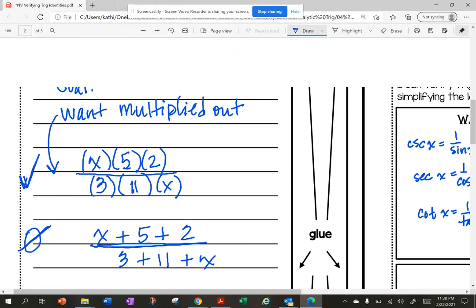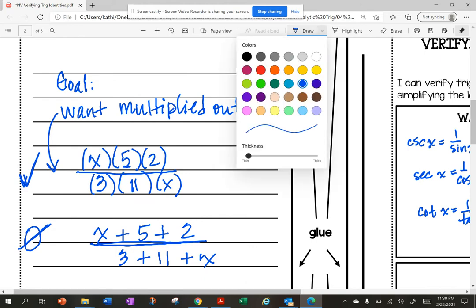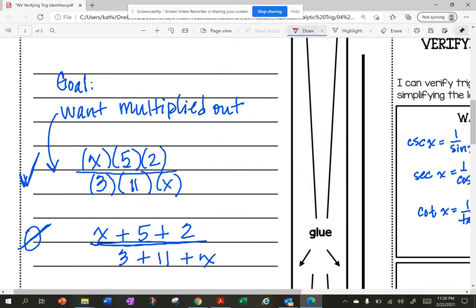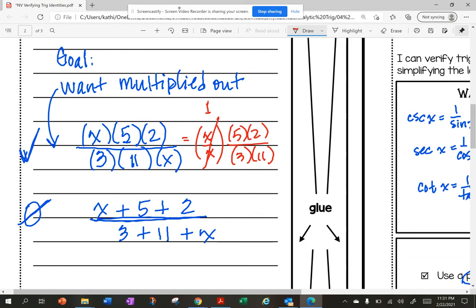All right, so what's one of the goals? Let's just look at something a little less complicated first before we get to trig. My goal is I want to get everything multiplied out because anything divided by itself is 1. So in this first scenario, this is what I want. I have everything multiplied out. So I could rewrite this as x over x, 5 times 2, and 3 times 11, and x divided by x, anything divided by itself is 1. I can rearrange.